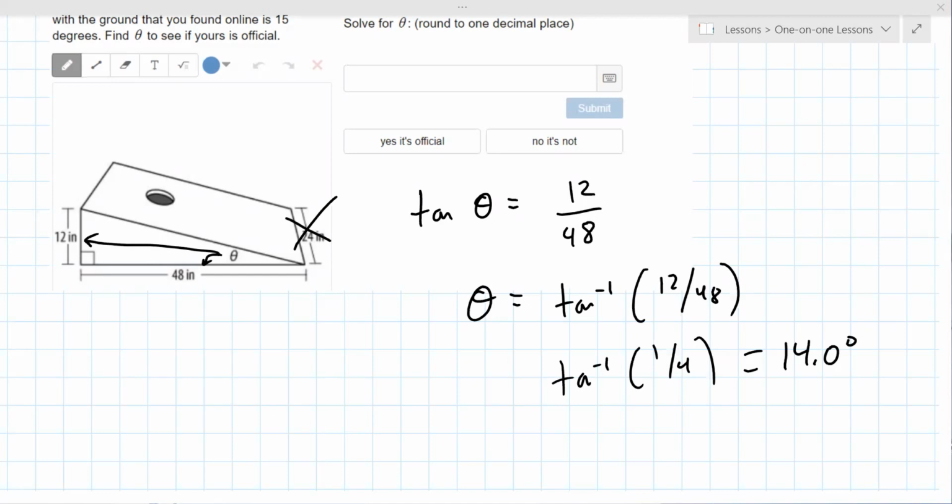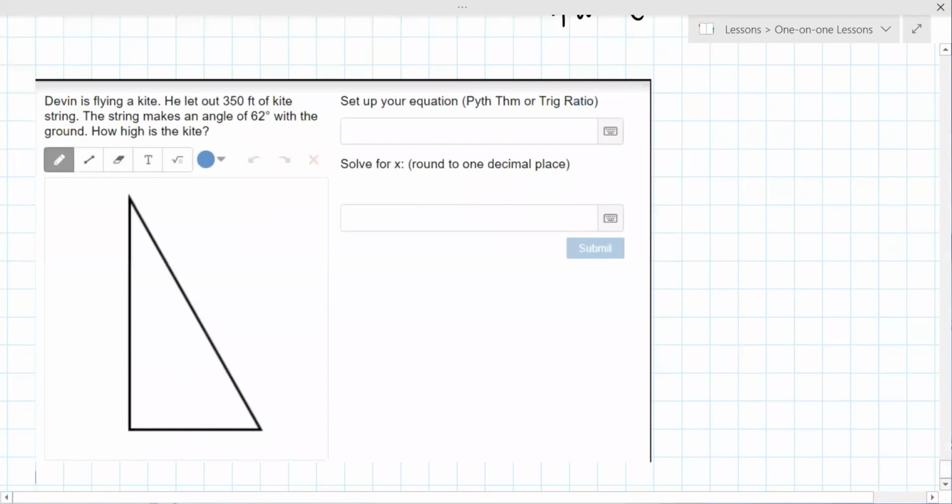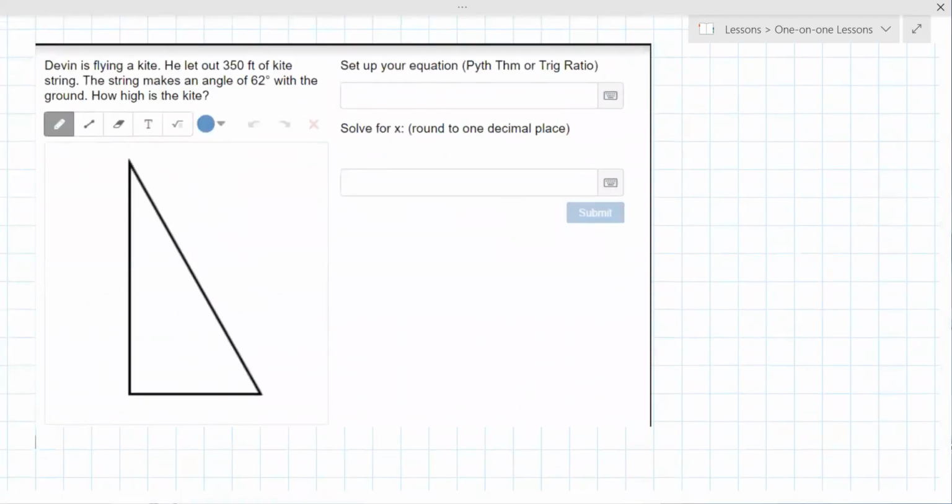Okay, great. Last question here that I can see. This will definitely close us out for today. Devin is flying a kite. He let out 350 feet of kite string. The string makes an angle of 60 degrees with the ground.